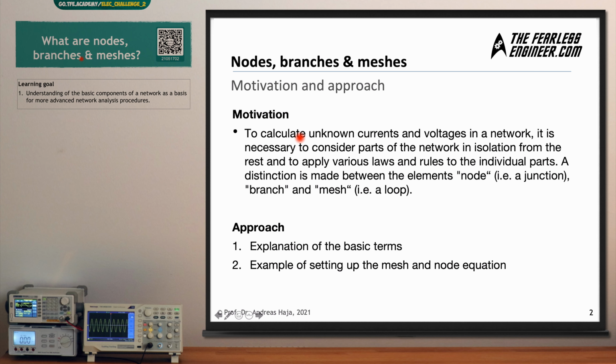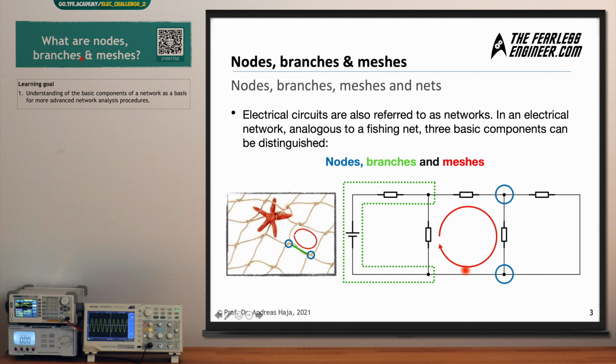And the approach we're going to use here is, first we will explain the basic terms, and then we will look at an example of setting up the mesh and node equations in a small example network. So let's start. First, let's take a look at a real net.